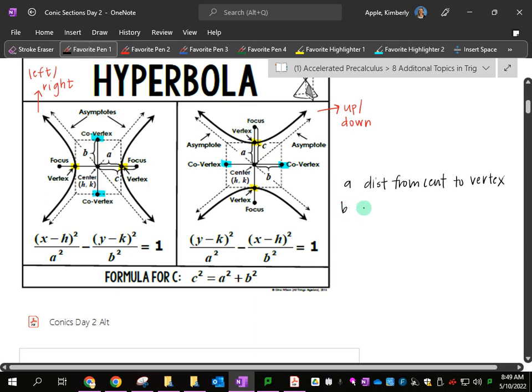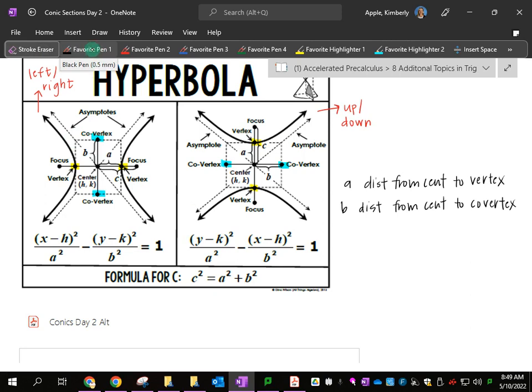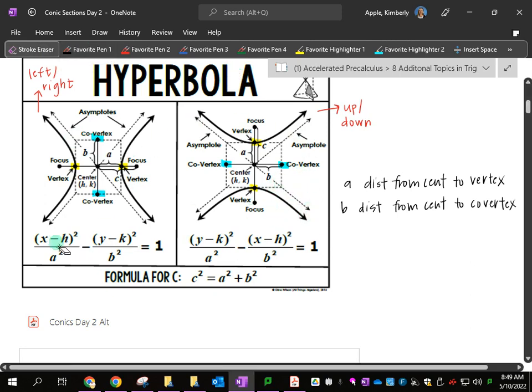B is still the distance from the center to the co-vertices. But now, instead of necessarily being bigger or smaller, A just is the one that's first. So you see what I mean? The ellipse is pretty intuitive for me. This one hurts my head, like I said. This one comes first, and then these things are switching locations.